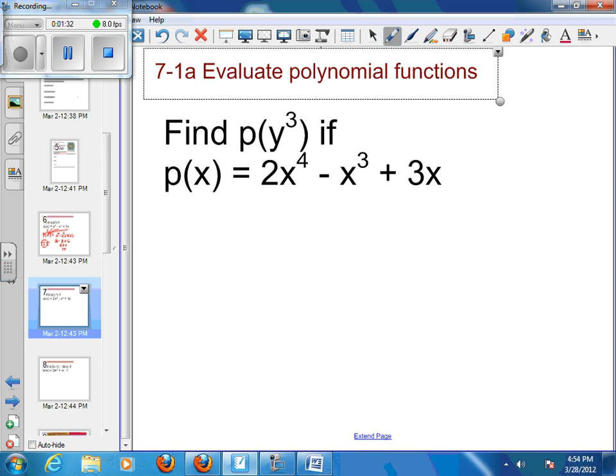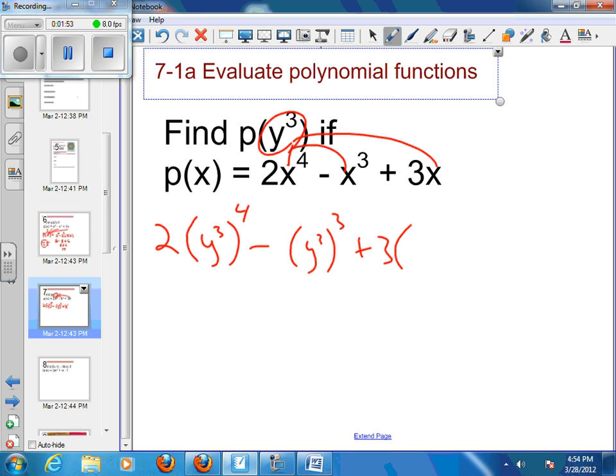So if we filled in a variable instead of a number in for x, so we say p of y cubed, then we're going to take this y cubed, and we're going to put it everywhere the x lives. So that's going to be 2 times our y cubed to the fourth power, minus our y cubed to the third power, plus our 3 times our y cubed. And I tend to put parentheses around it whenever I start dealing with variables to make myself very clear on what it is I'm actually multiplying and what I'm taking to an exponent.